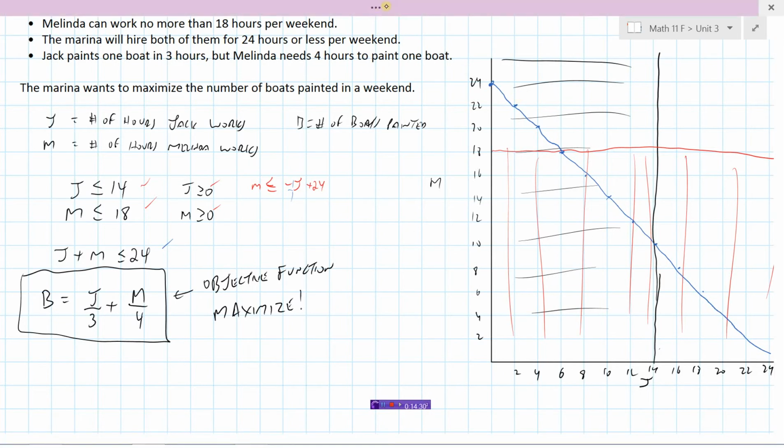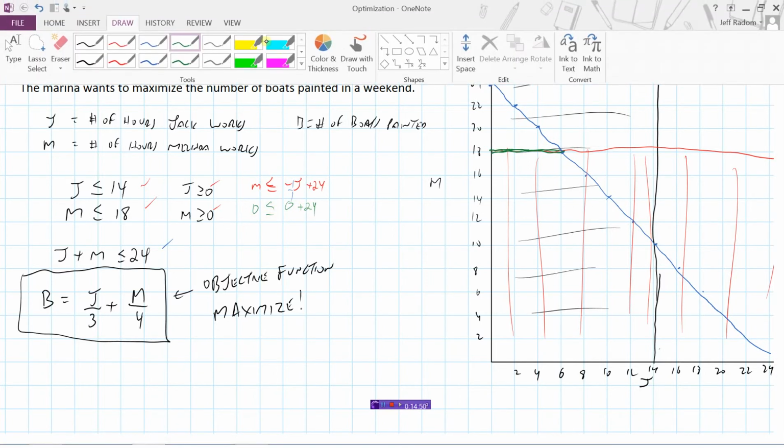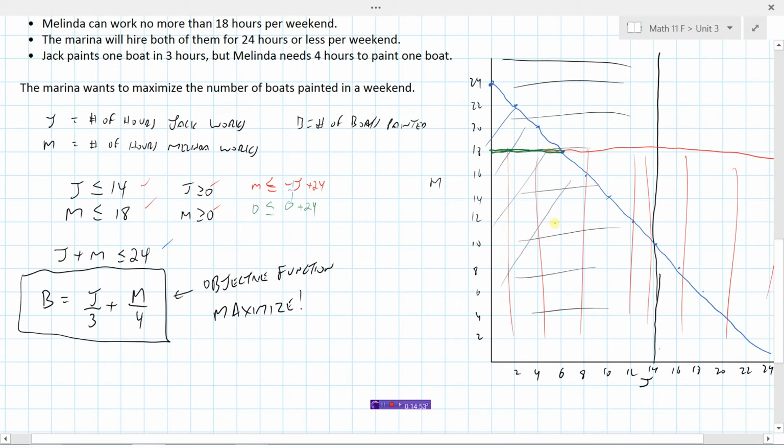So now let's look at what we've got for a region. Oh, we didn't figure out which region this one was, did we? Let's try 0, 0. Putting 0 in for M, 0 in for J. Is 0 less than or equal to 24? Yes, it is. So we are looking at everything below this blue line. 0, 0 worked. So everything below this blue line is good. Our region does end up being this one right here. These are the points in here that work in all of our criteria.